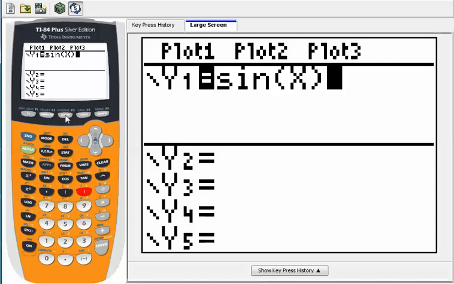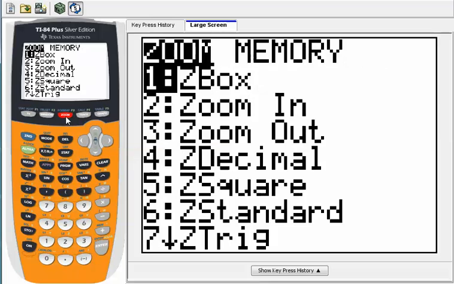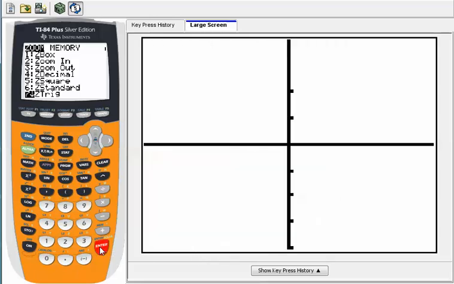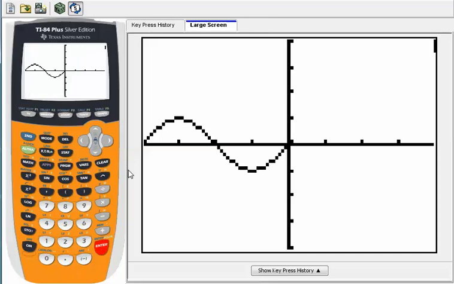Now, let's adjust the window so that we can best view this function. Before we even graph, we're going to press zoom, and we've got a number of different features here. Number 7 is ZTrig, and that means zoom to the best settings for displaying trigonometric functions. So I'm going to hit enter, and it automatically starts the graph. And here we have a sine function.